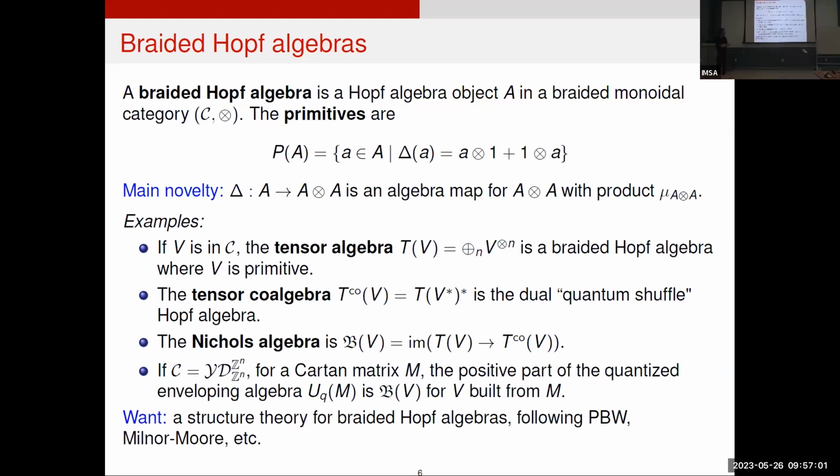And then there's an object which is probably unfamiliar to most people in this room, which is called the Nichols algebra, and it's the image of the tensor algebra in the tensor coalgebra. So there's a unique Hopf map from TV to T co V, which is the identity on V. Right, this is the free algebra. This is the co-free coalgebra. So the natural map from the one to the other, and the image is called the Nichols algebra, or equivalently the subalgebra of the tensor coalgebra generated by V. And this plays an important role in the classification of Hopf algebras.